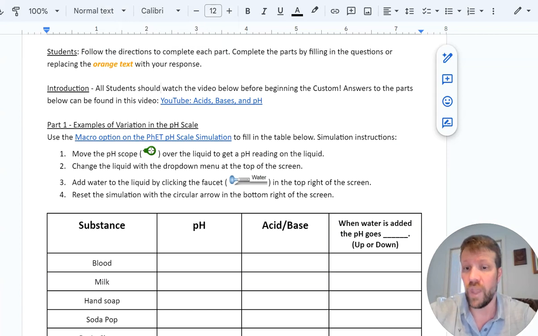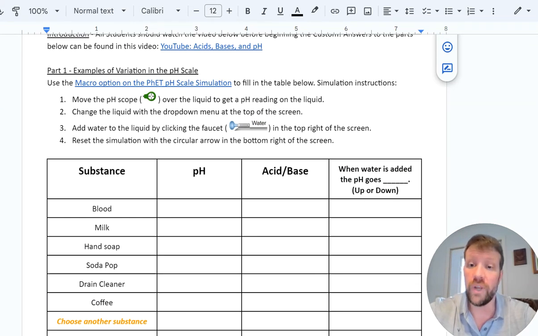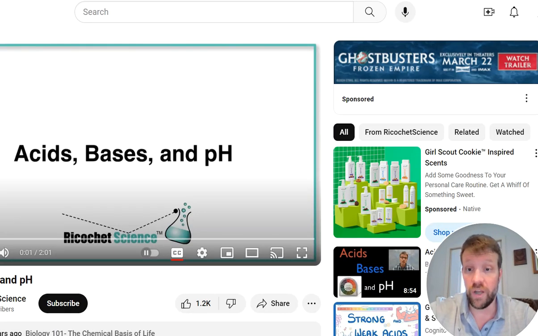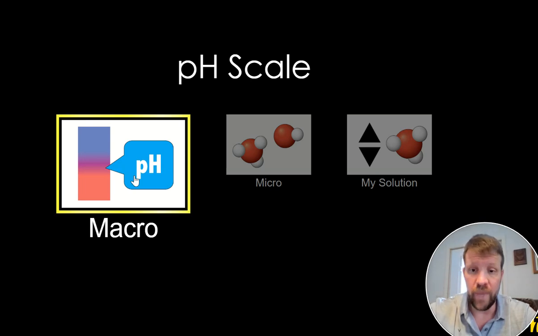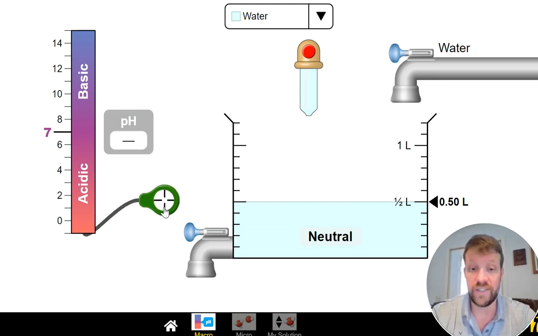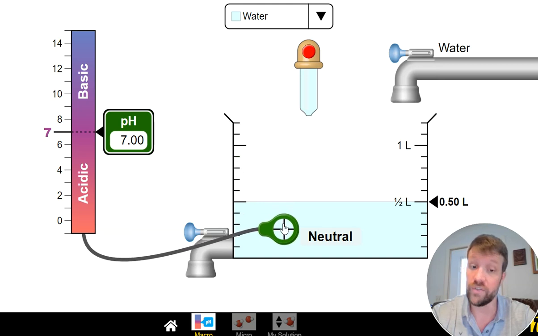Part 1, we're going to open up the macro option on this PhET pH simulation. Okay. And so we're going to open this up right here, and we're going to look at the macro option, okay? A couple things that this can do. Number one, it tells us the pH of the substance, and we take this little green sensor, we can click on it and move it over here, and it'll tell us just what the pH of whatever's in here is.